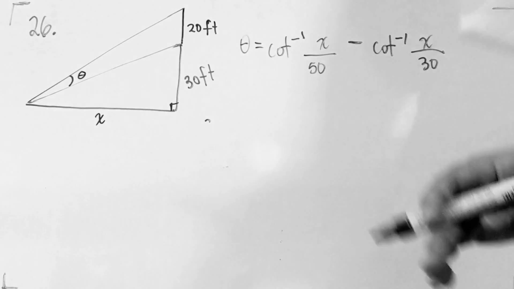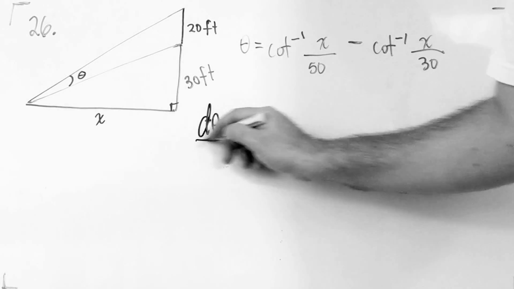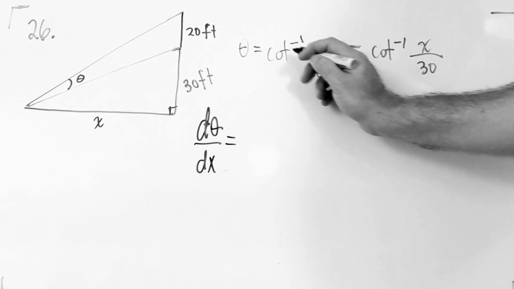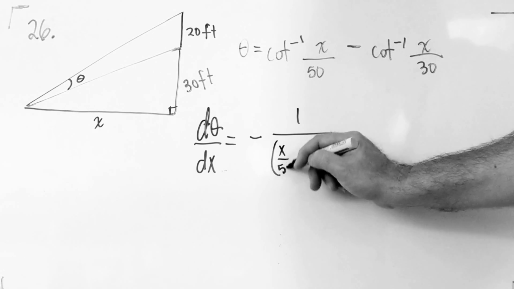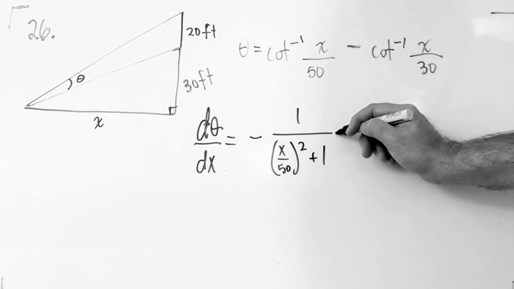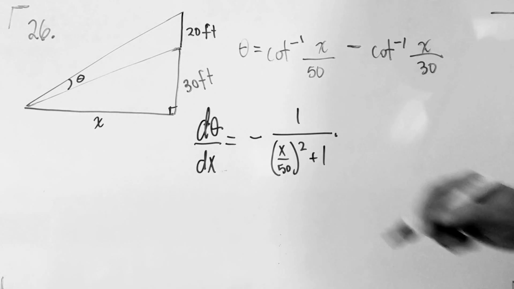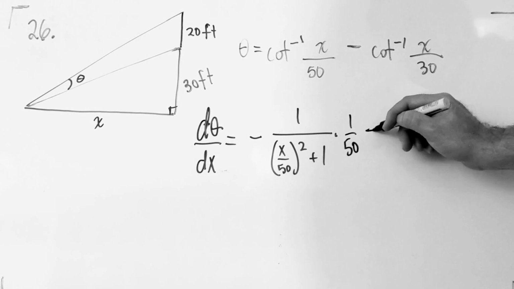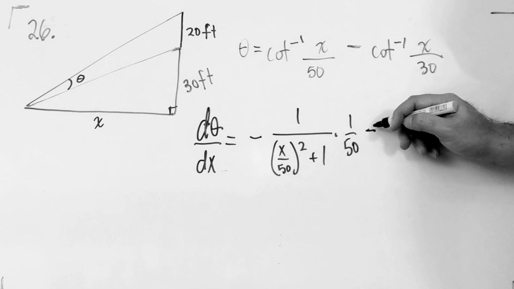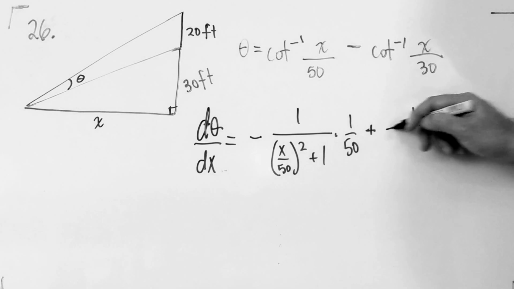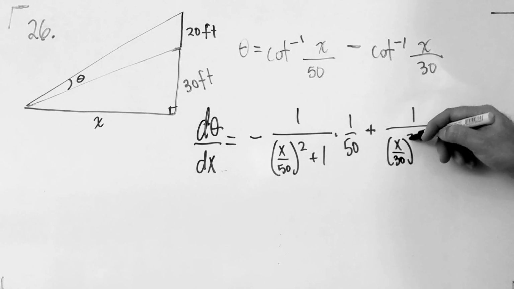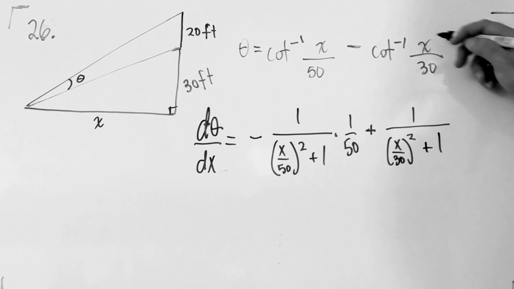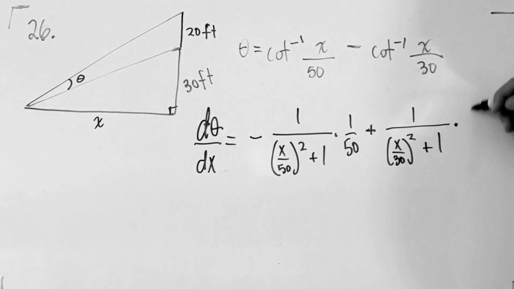d theta dx, I'm going to change colors. d theta dx is negative 1 over the argument x over 50 squared plus 1, and then by the chain rule, the derivative of x over 50, which is 1/50th, minus the derivative of the arccotangent, which is negative, and that becomes positive 1 over the argument x over 30, that's the argument of the arccotangent squared, plus 1, times the derivative of the inside function or the argument, which is 1 over 30. Okay?